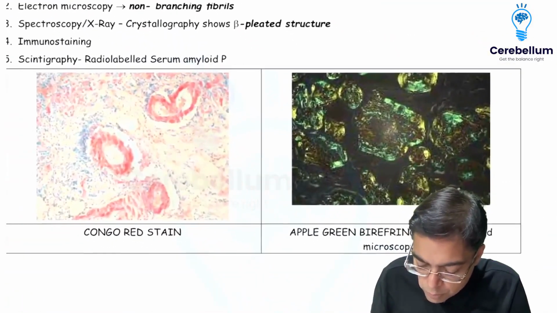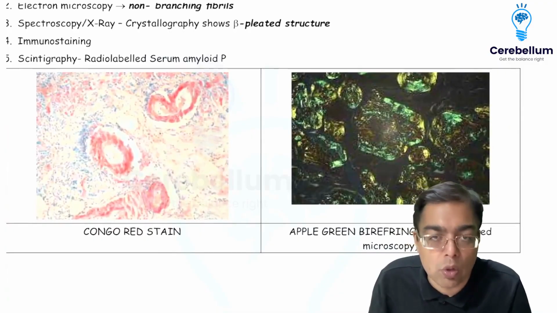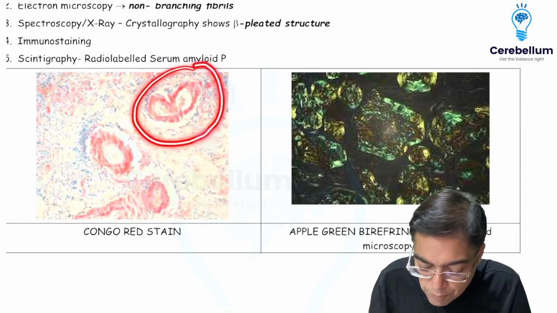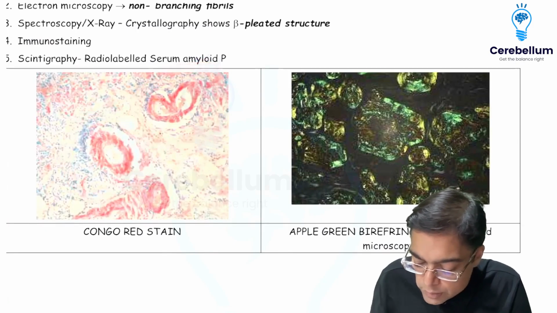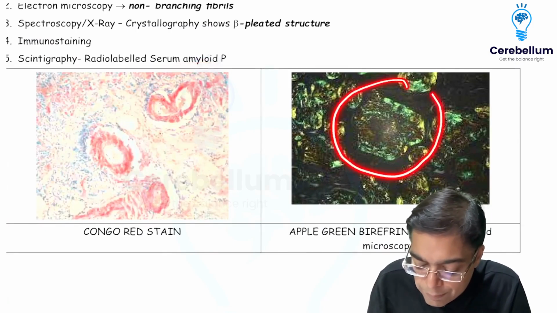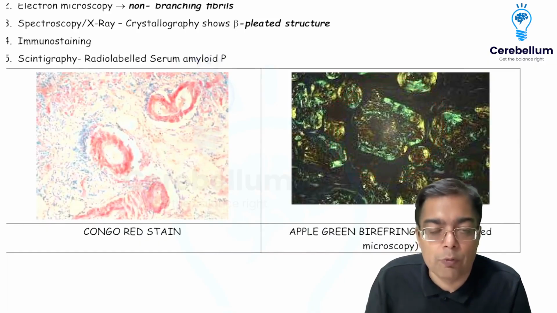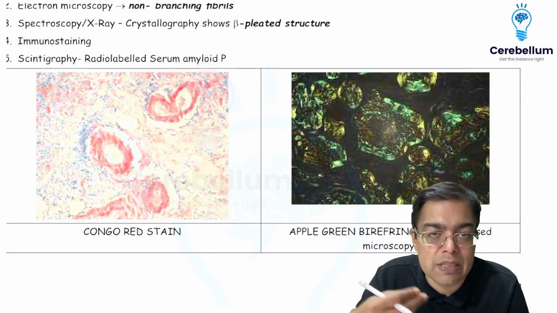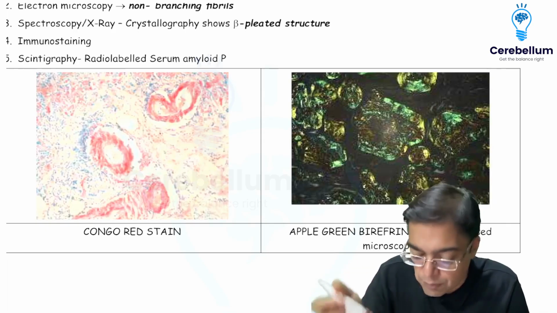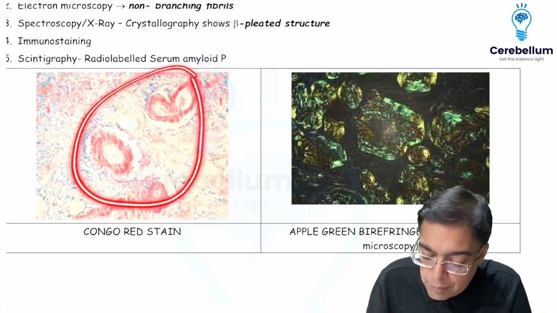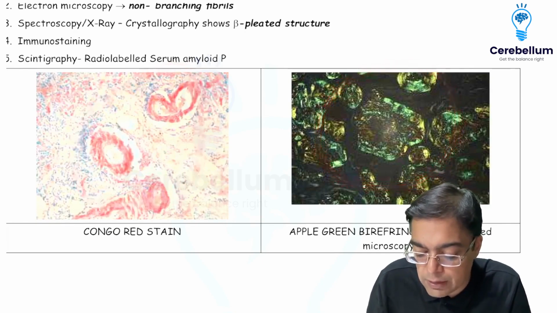And this is what is to be remembered over here, that with respect to the normal light, it is going to be having a pink red appearance. With respect to the polarized light, it is going to be having an apple green birefringence. We of course can be using other stains, for example specific immunostains or scintigraphy, but these images are what are to be remembered from the perspective of the exams very, very importantly.